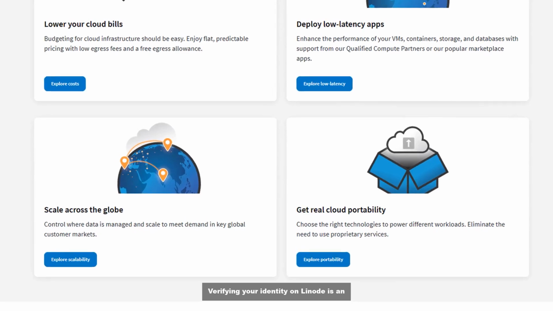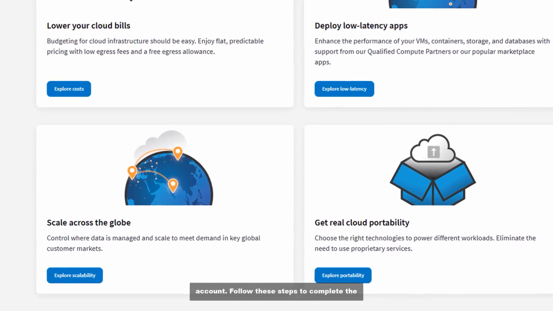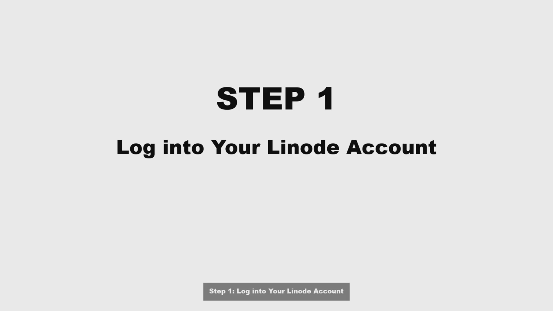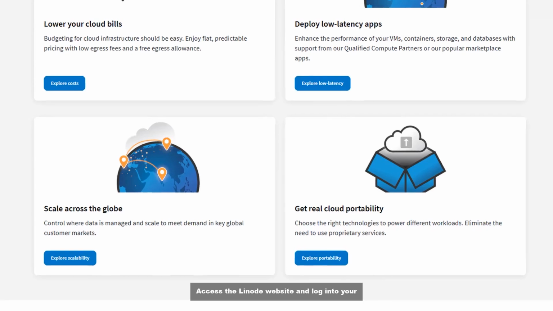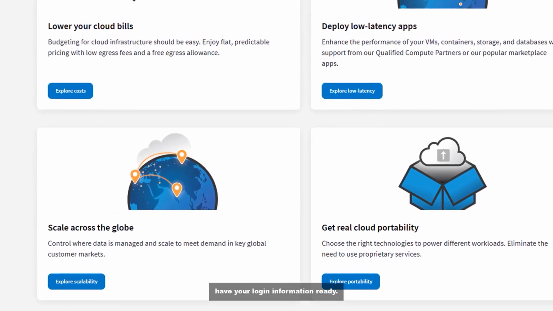Verifying your identity on Linode is an important step to ensure the security of your account. Follow these steps to complete the verification process. Step 1. Log into your Linode account. Access the Linode website and log into your account using your credentials. Make sure you have your login information ready.